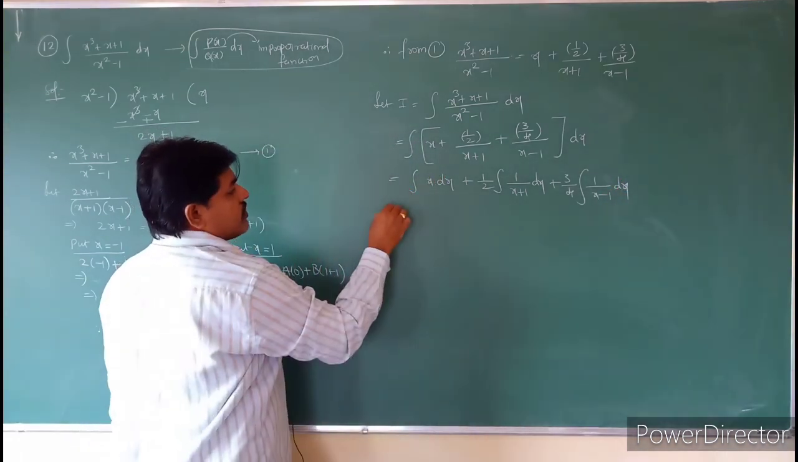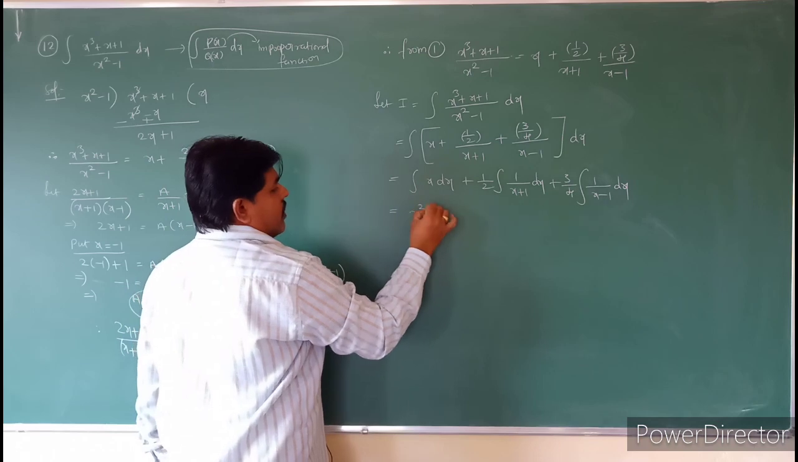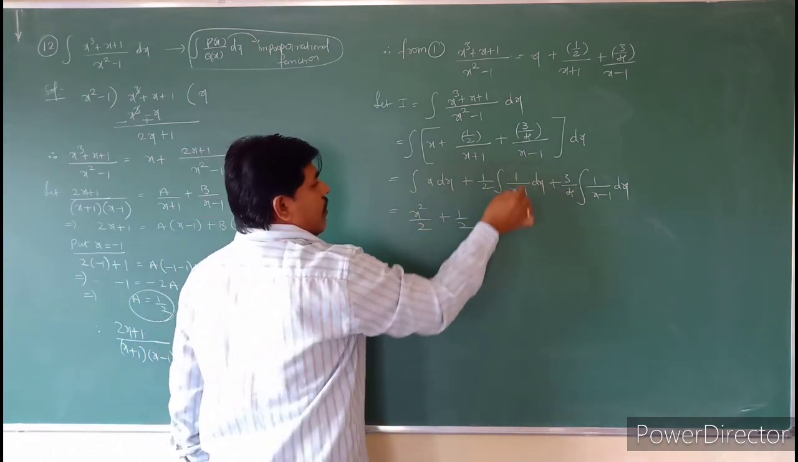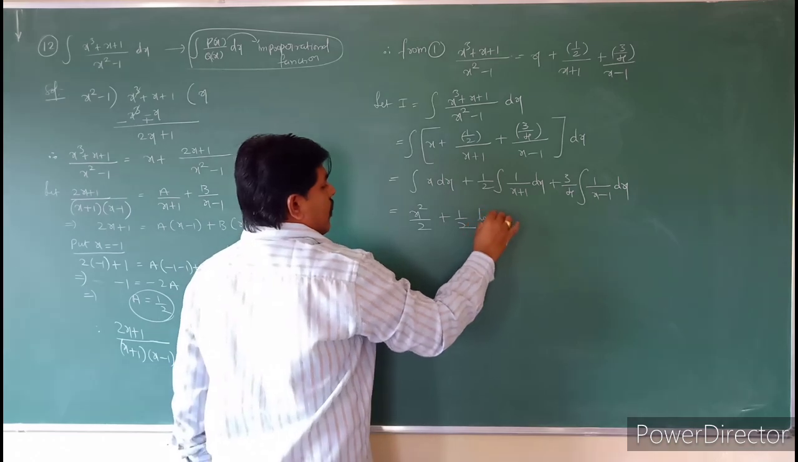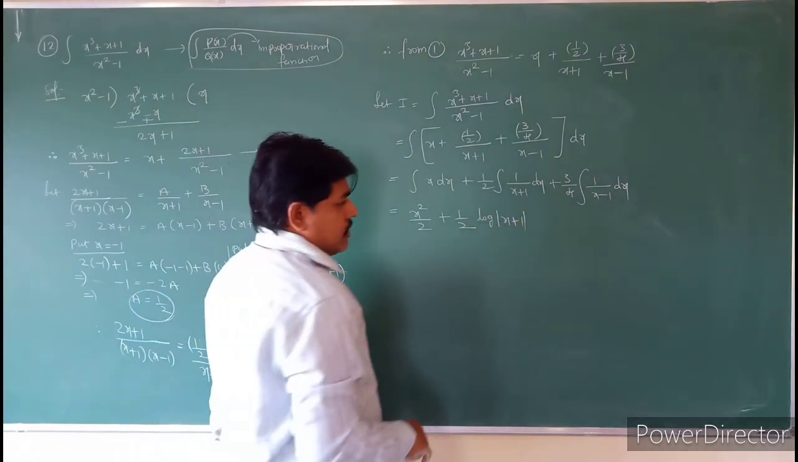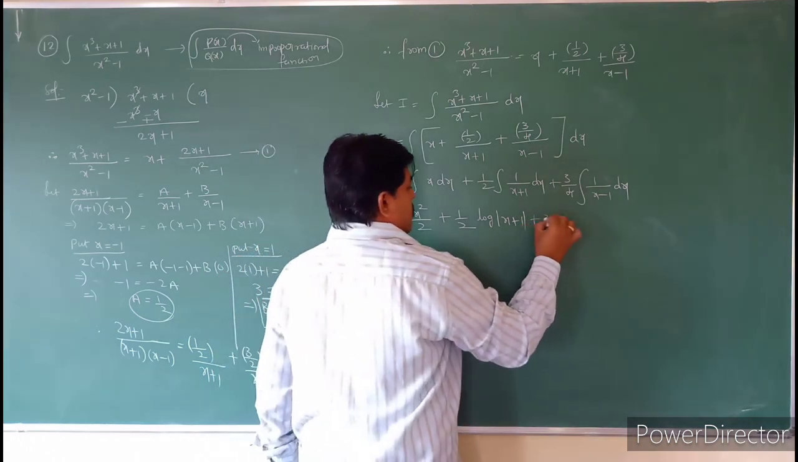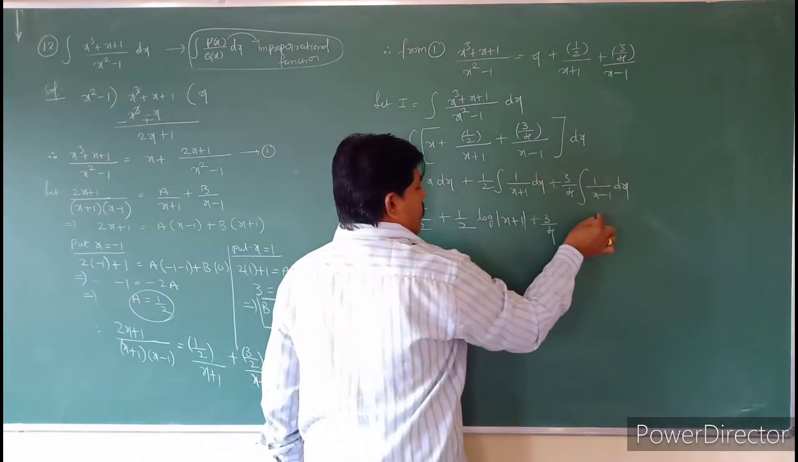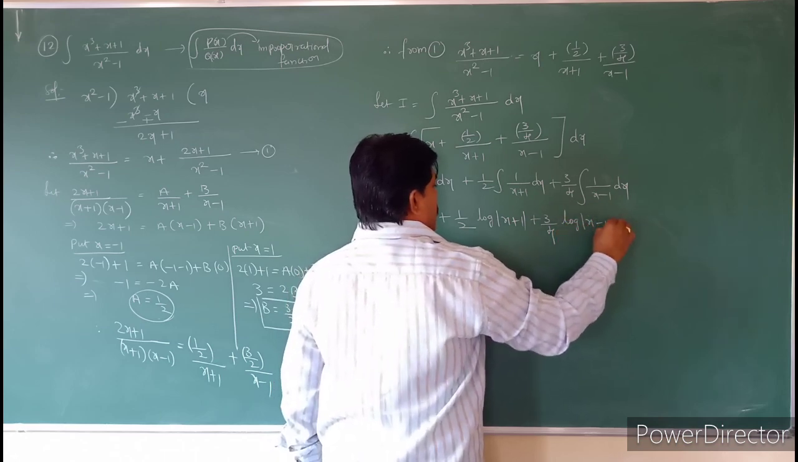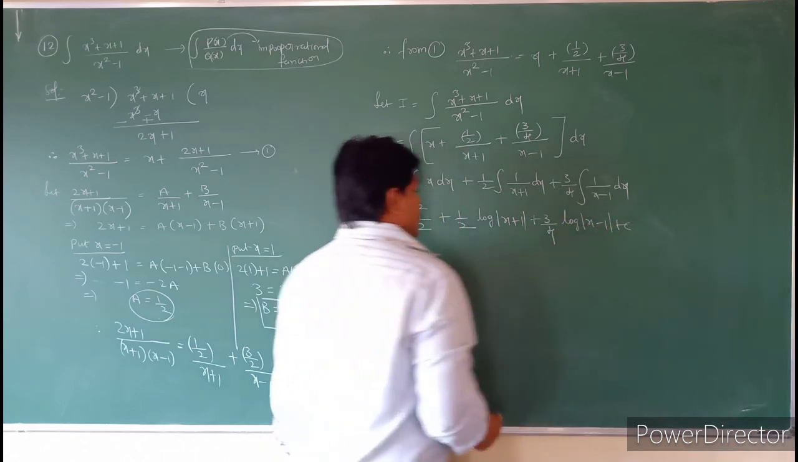So what happens, students? Integral of x is nothing but x square by 2, plus 1 by 2 into integral of 1 by x plus 1, which is nothing but log mod x plus 1, plus 3 by 4 times integral of 1 by x minus 1, which is nothing but log of mod x minus 1, plus c.